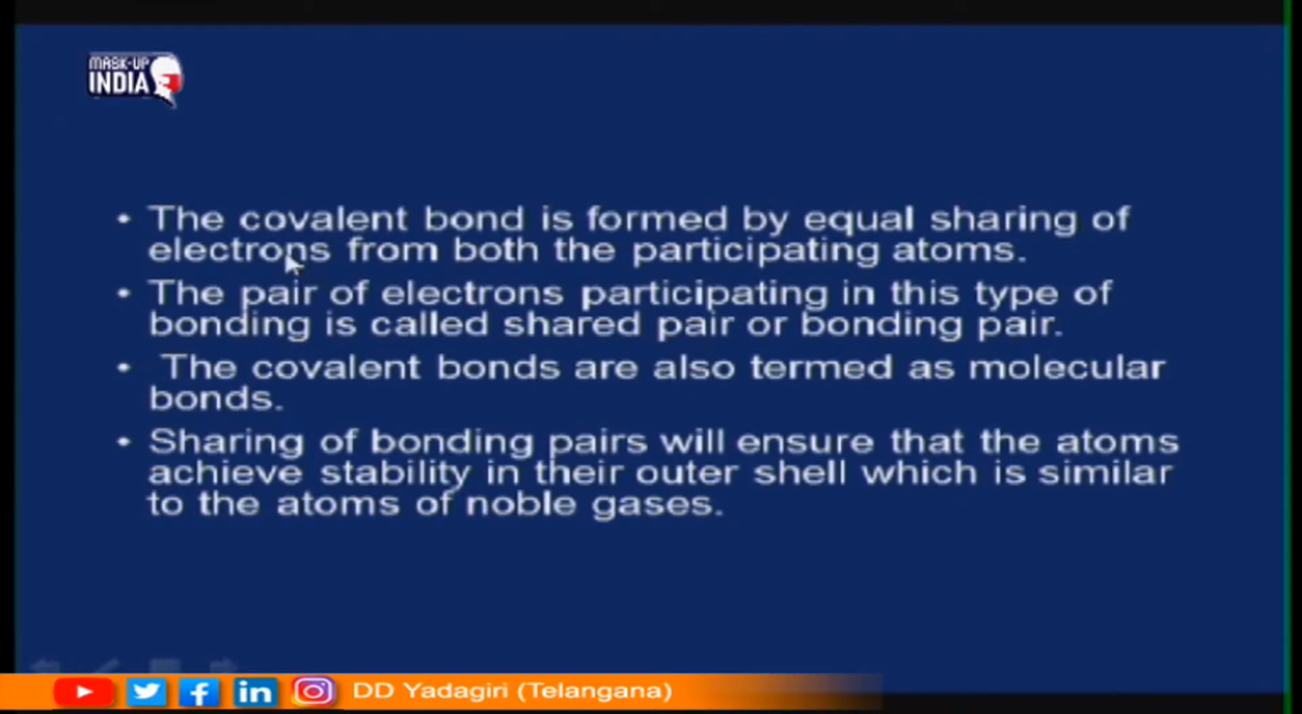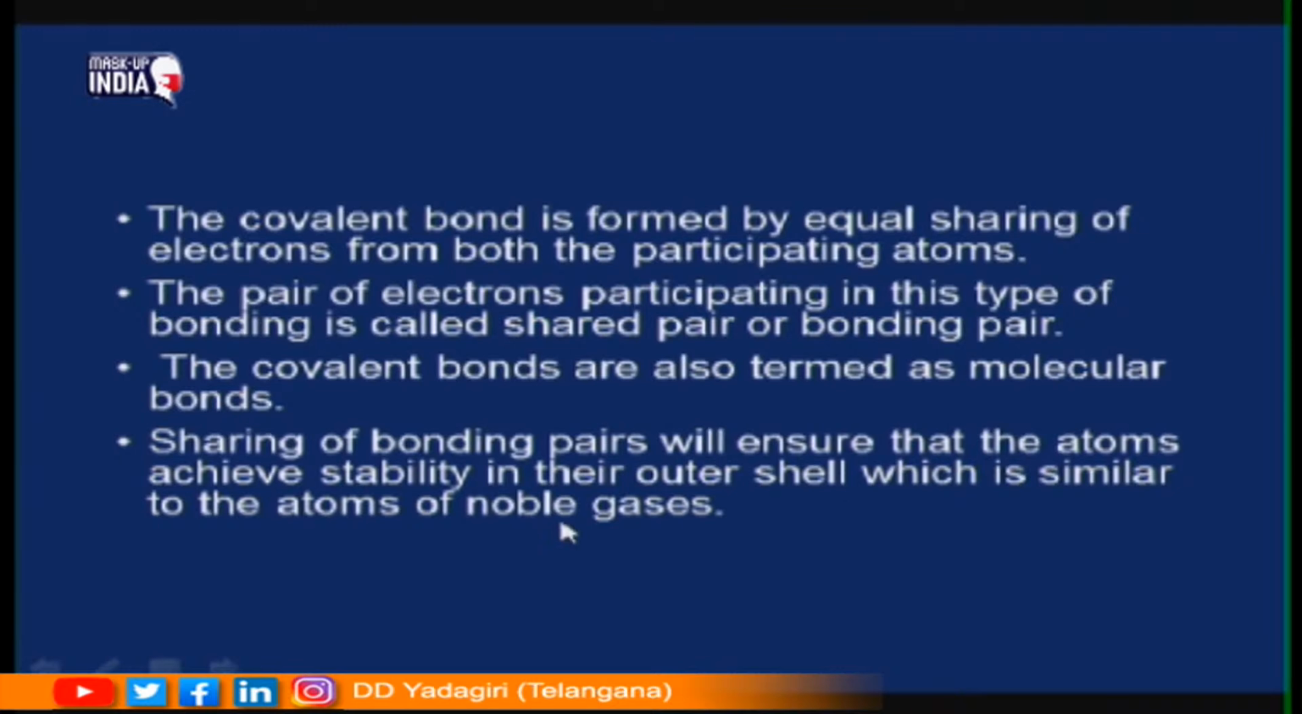So, children, when a bond is formed due to the sharing of electrons between the participating atoms, that type of bond is called a covalent bond. The pair of electrons participating in this type of bonding is called a shared pair or bonding pair, and covalent bonds are also termed molecular bonds. Children, sharing of bond pairs will ensure that the atoms achieve stability.